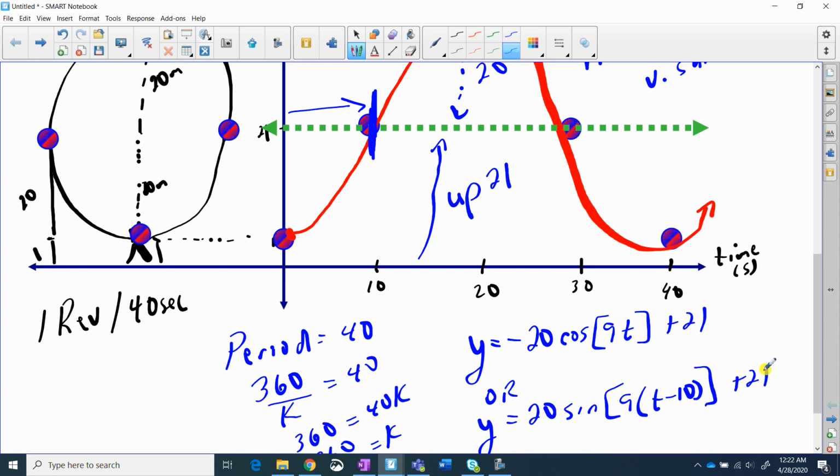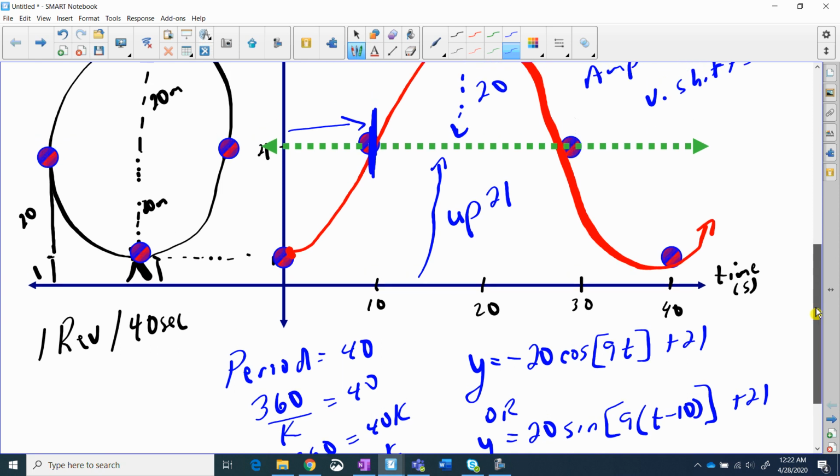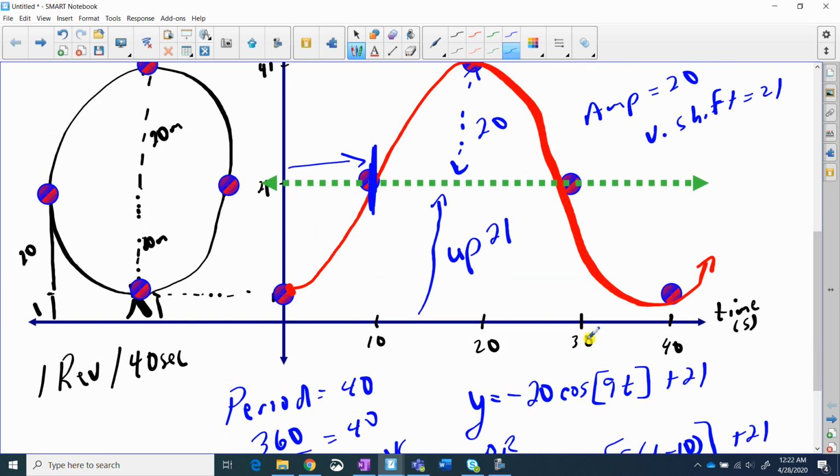If you wanted to go positive cosine, you could, but your phase shift would be right 20. You could go negative sine, and your phase shift would be right 30. Hopefully you've got the hang of how that phase shift bit works now. All right, so that's the next part of the problem.